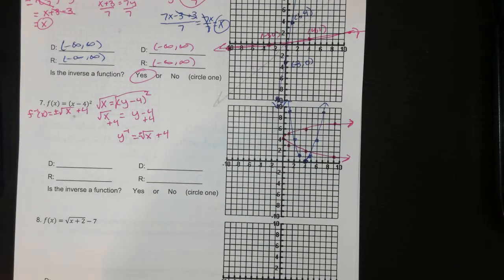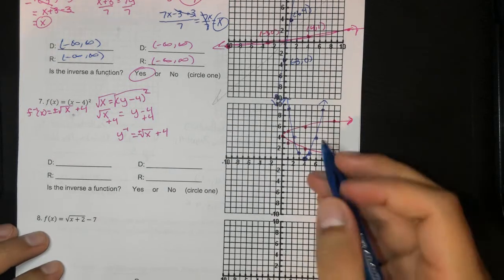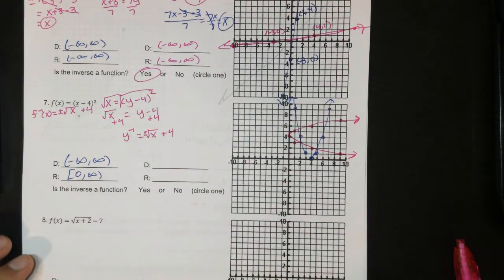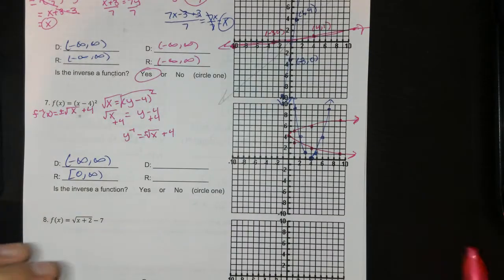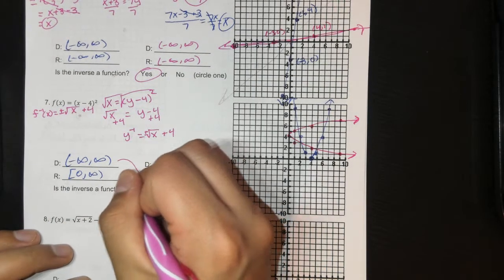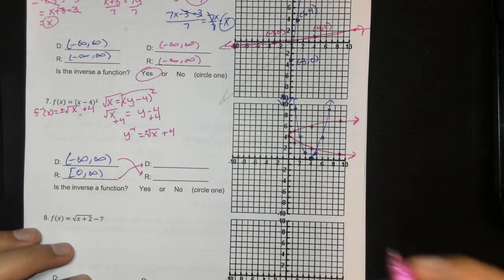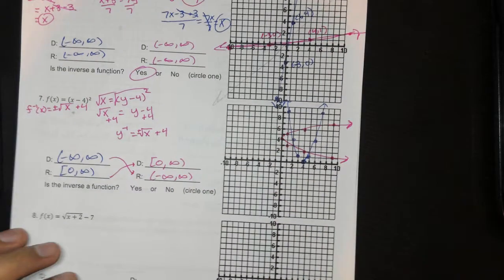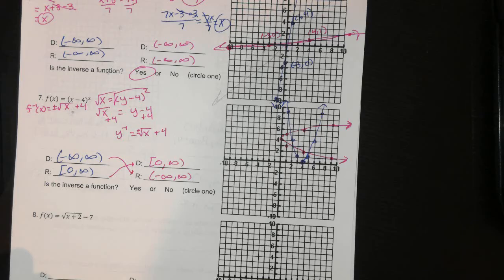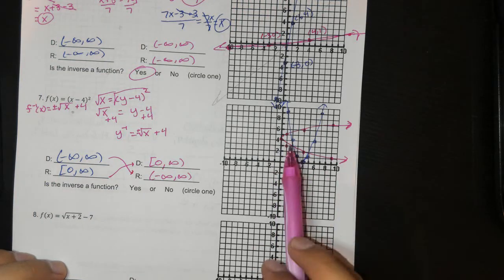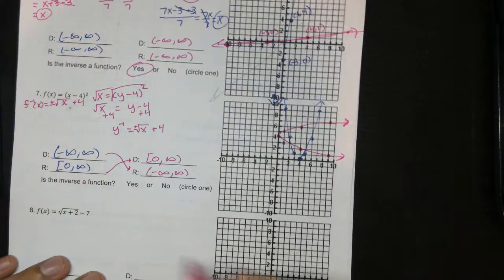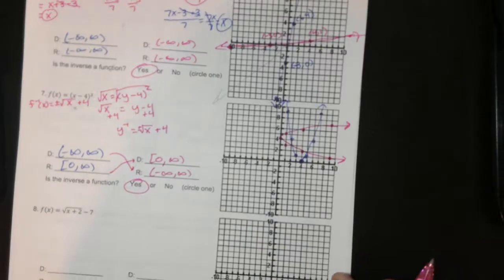Alright, so that's the inverse. Alright, the original one has a domain of negative infinity to infinity. The range would be from 0 to infinity. And then remember, for the inverse, all that happens is that the domain and range switch. So here, domain would be from 0 to infinity. The range would be from negative infinity to infinity. Alright, then we can see that 0 to infinity, negative infinity to infinity for the range. And then is this an inverse? Yes, because all we did was just switch the points.